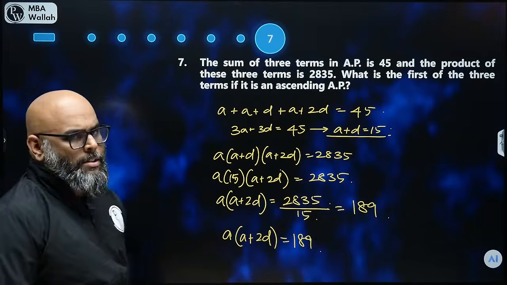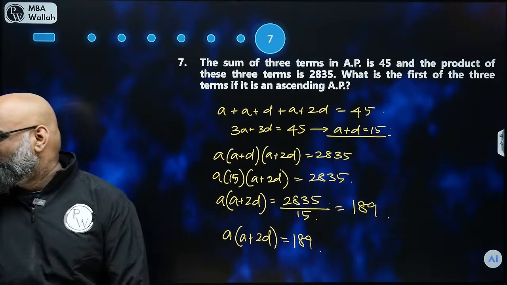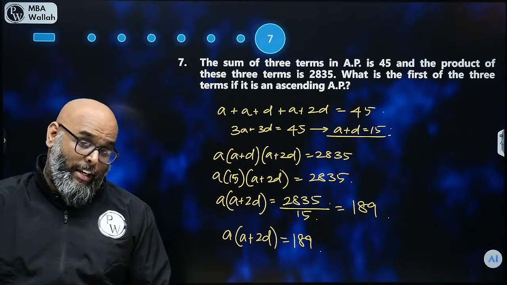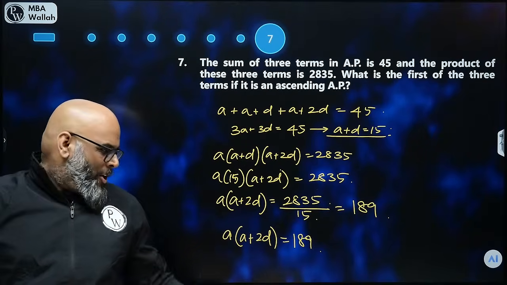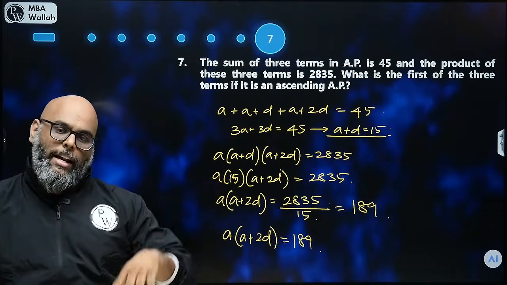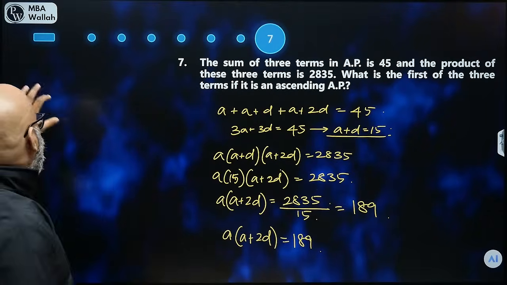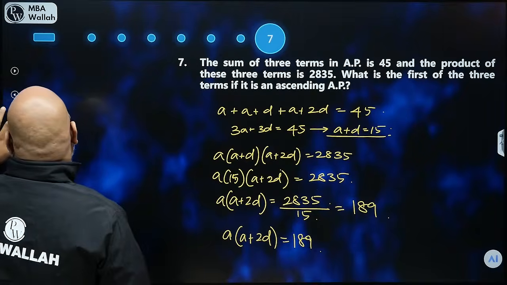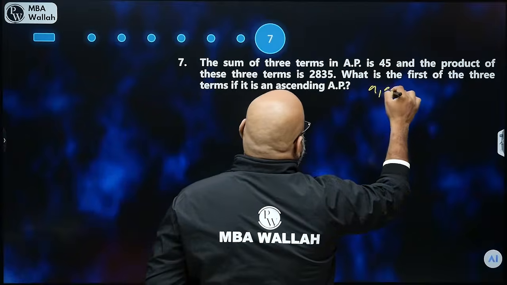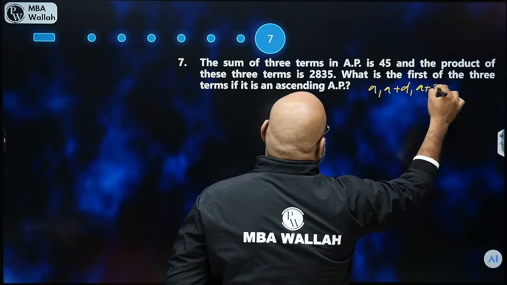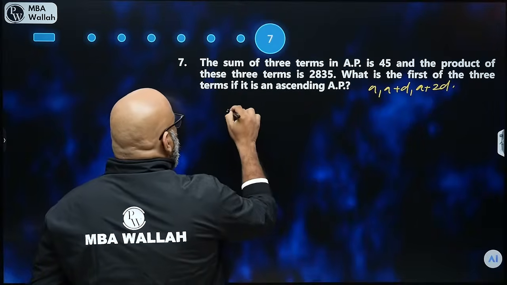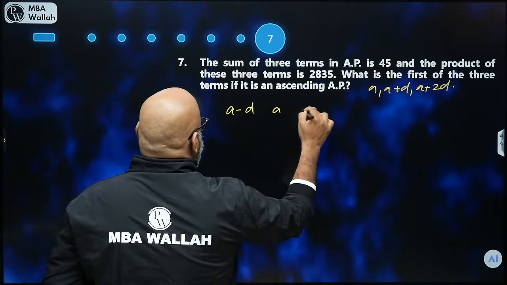What after this? We are stuck. Will not be able to process it. You actually can. We can actually do this if you can think. But instead of coming until here and then rewriting it, what I want to do is slightly rephrase this and say, hey, instead of calling it A plus D and A plus 2D, I want to make a small tweak and say the three numbers are A minus D, A, A plus D.